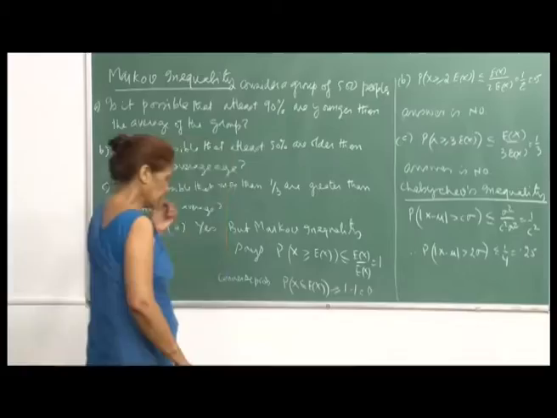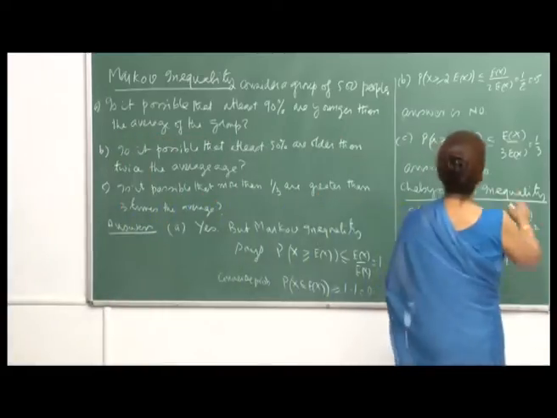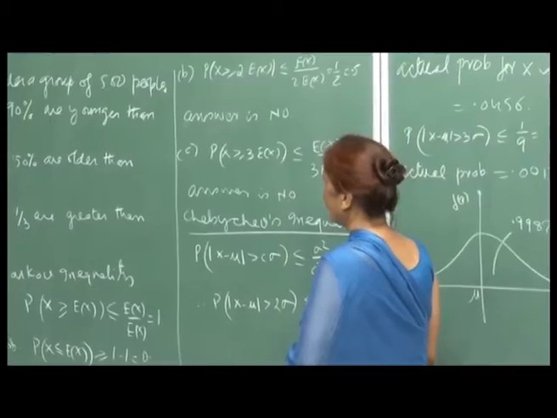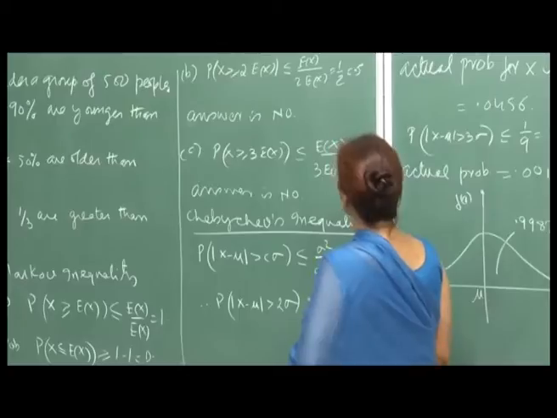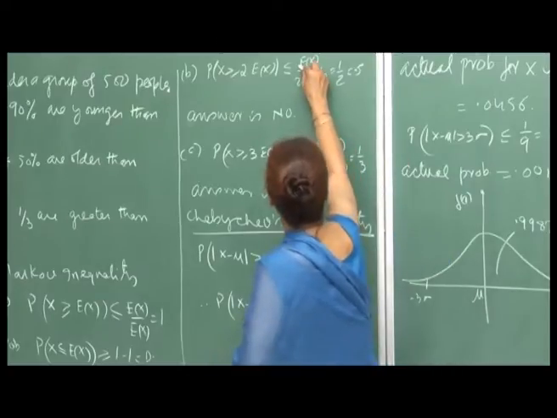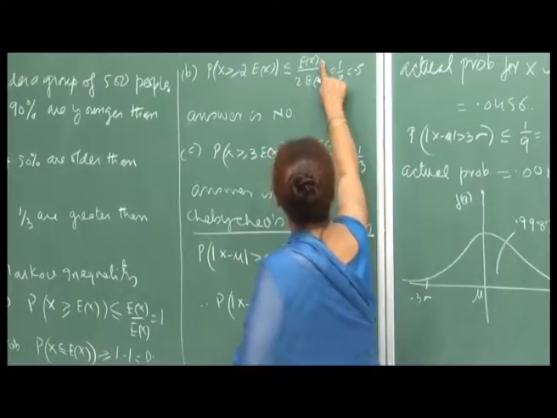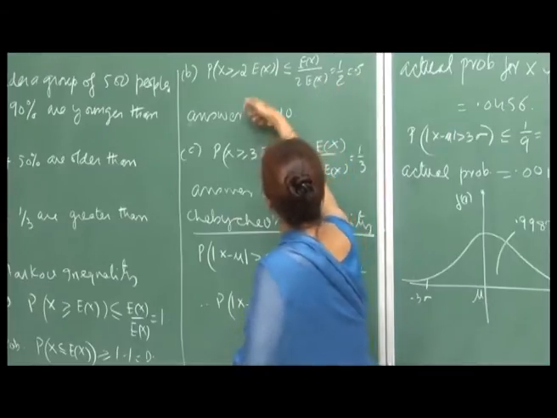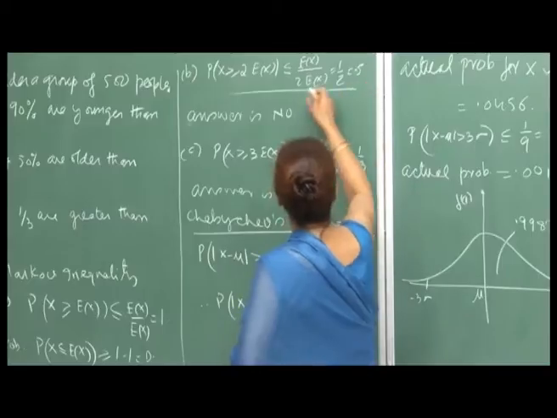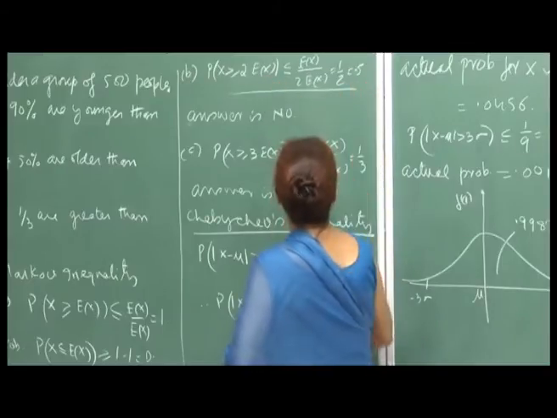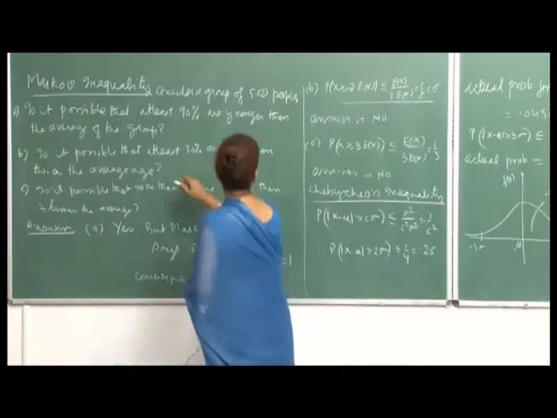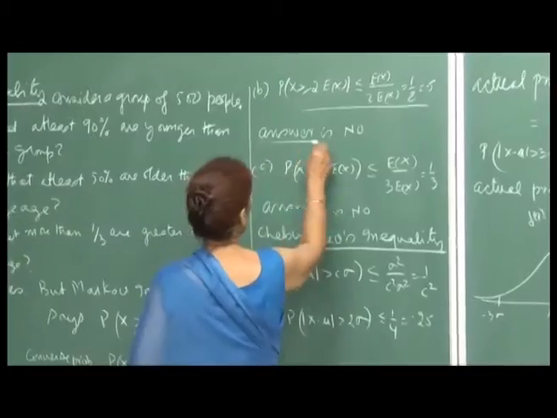Now, if you look at the second question, you are asking for the probability that x is greater than or equal to twice E x, so twice the average age. By Markov inequality, this would be E x upon 2 E x, which is 1/2, which is 0.5. So, Markov's inequality gives you the bound that this probability cannot exceed 0.5, and therefore the answer here is no.